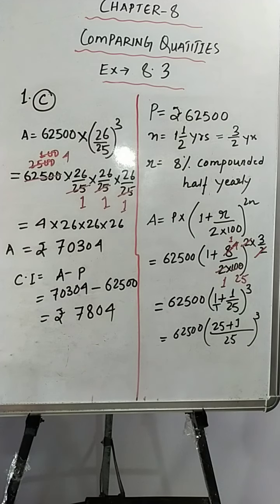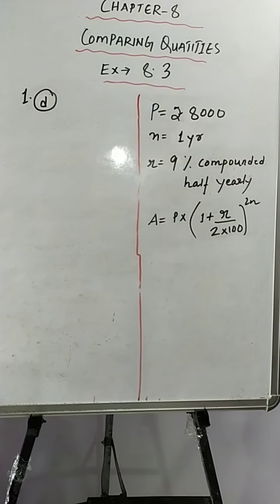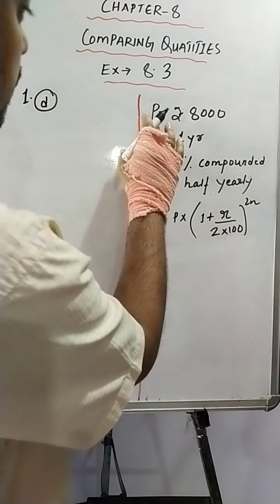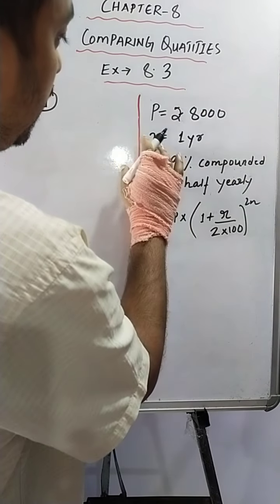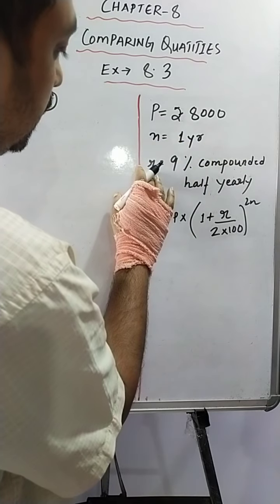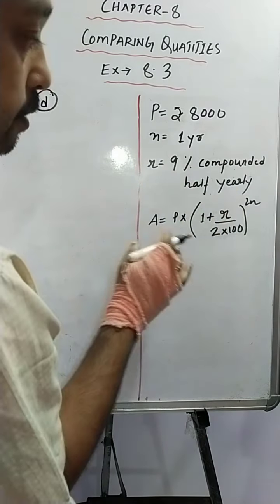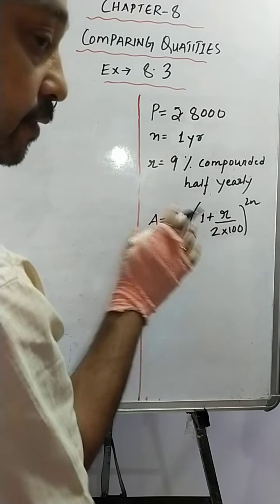Okay students, so this is a solution of sum number C of question number 1. Now let's do sum number D of question number 1. Now sum number D, I have already written the values, students. That is P is 8,000 given, N is 1 year given, rate is 9%. Again compounded half yearly is written, so we will directly use the formula of half yearly.